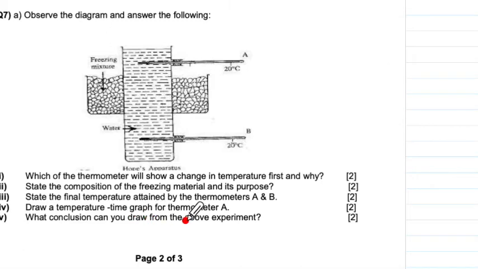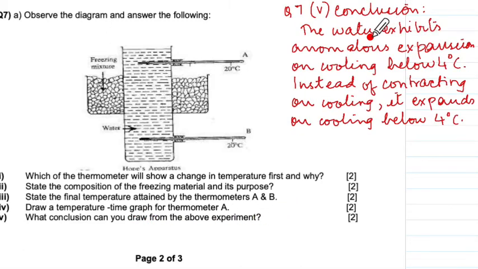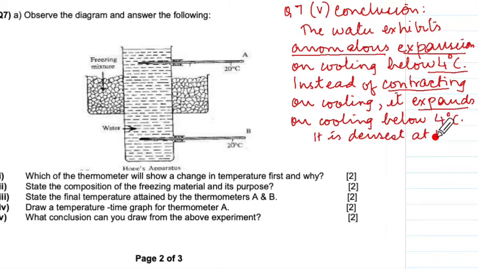What conclusion can you draw from the above experiment? So our conclusion is that water exhibits anomalous expansion on cooling below 4 degrees C. Instead of contracting, it expands. It is densest at 4 degrees C. So that is our conclusion, and that finishes our question number 7.